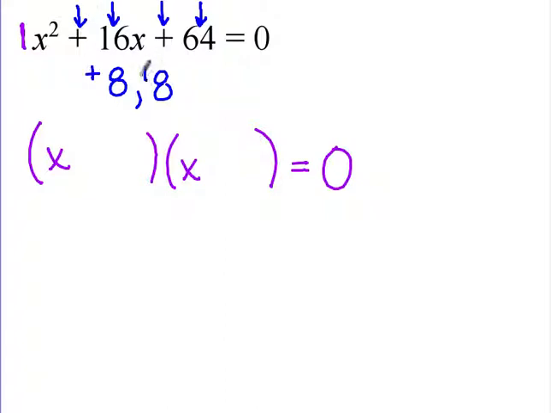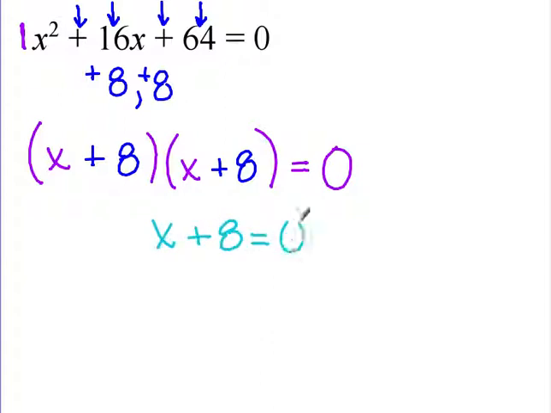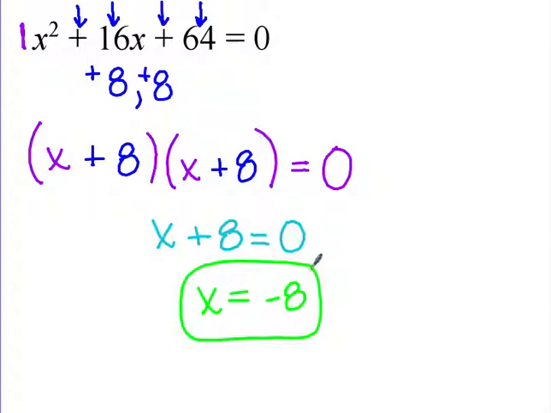Positive 8, positive 8. So what those numbers do is those numbers translate to the rest of the parentheses. And so if you notice, I have to now solve this. And so I really get x plus 8 equals 0, or x plus 8 equals 0. You don't need to write it twice. What do you get x to equal? Negative 8.